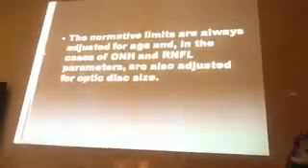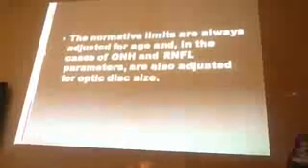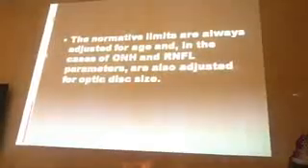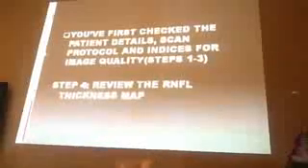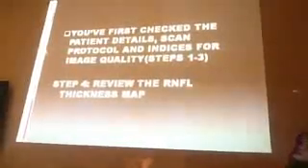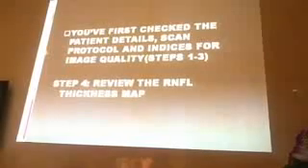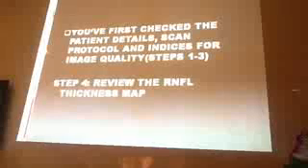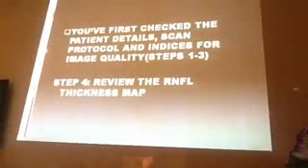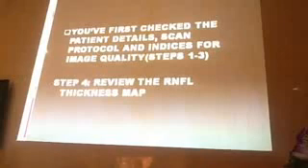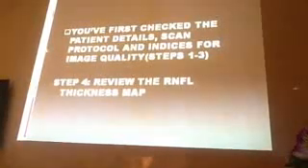The normative limits are always adjusted for age, and in the case of the optic nerve head, are also adjusted for optic disc size. Now you have the report before you, the report on the optic nerve head and the retinal nerve fiber layer. You've checked, of course, the patient details, the scan protocol, and indices of image quality. The next step now, review the retinal nerve fiber layer thickness map. That is the first thing you do. With the macular OCT scan, we did a qualitative analysis and then a quantitative. Now for this one, look at the retinal nerve fiber layer thickness map.